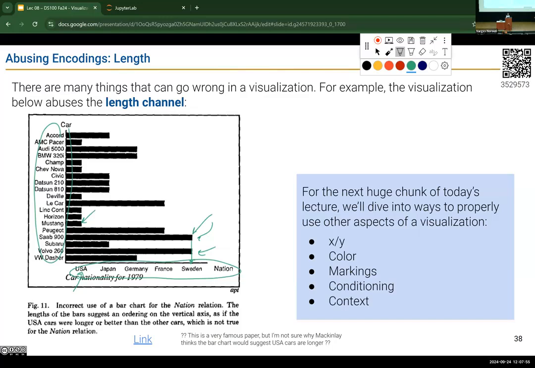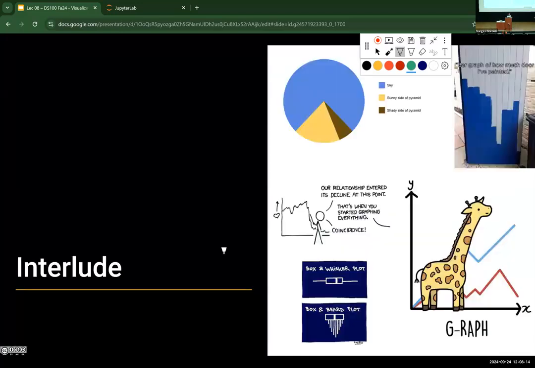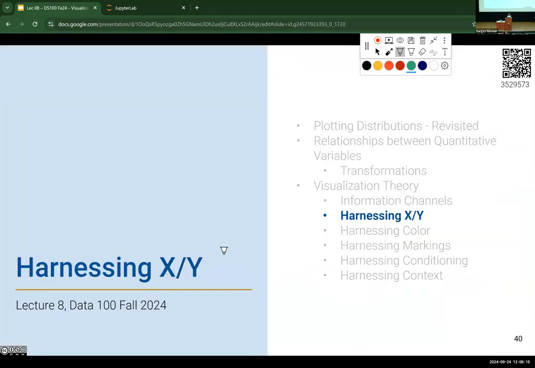So again, what I said was we're going to take a look at different considerations when you're creating plots. We're going to talk about how we can use the scale efficiently, how we can use the color efficiently, marking, conditioning, and how we can also consider the context when you're creating different plots. So let's dive in with the XY or the scale thing.